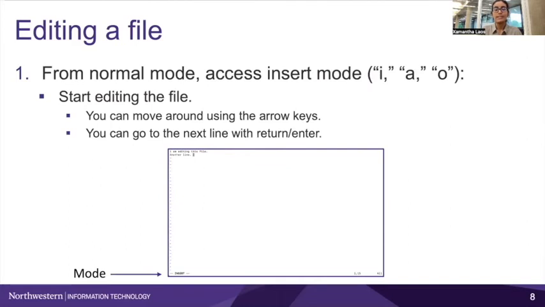Editing a file. Now that you have opened your file, you probably want to edit it. To do so, first you need to access the insert mode. Remember that to access insert mode, you need to be in normal mode and then type either I, A, or O. And then you can just start editing your file. Something that you will notice here is that if you try to use your mouse pad, this will not work. And if you want to move around the file, then you need to use the arrow keys. Similarly, if you want to go to the next line, then you need to use the return or enter key.